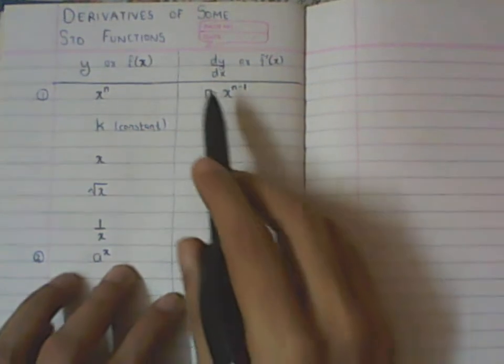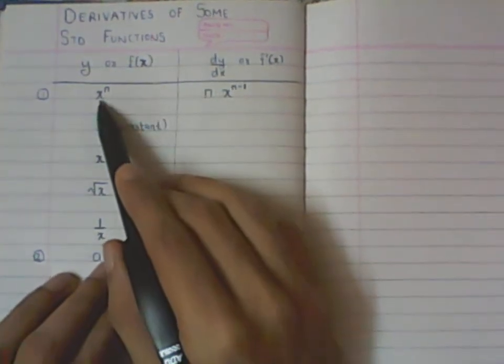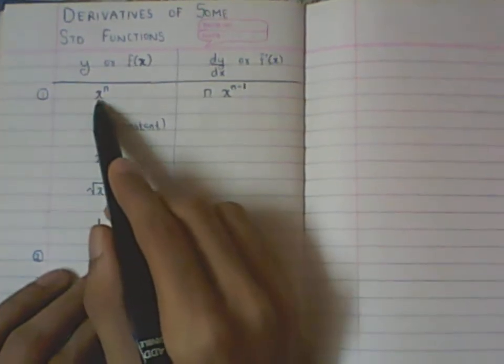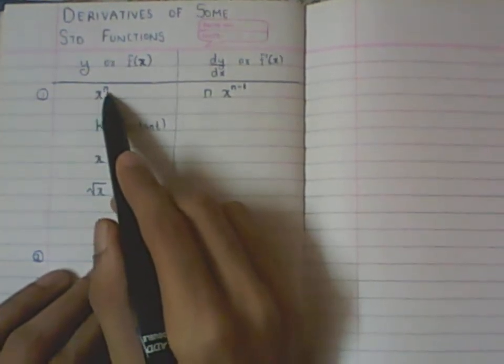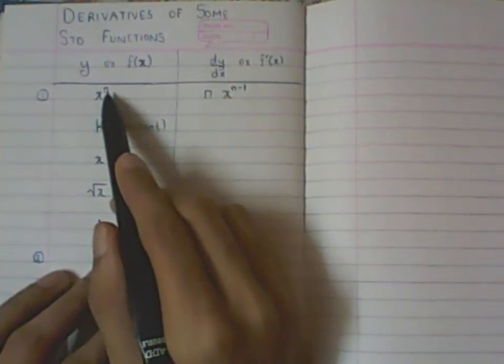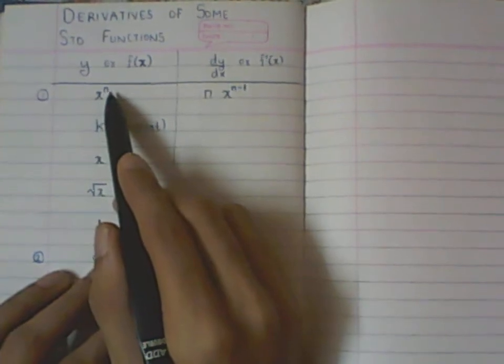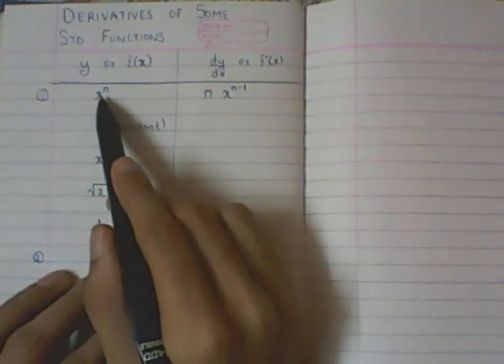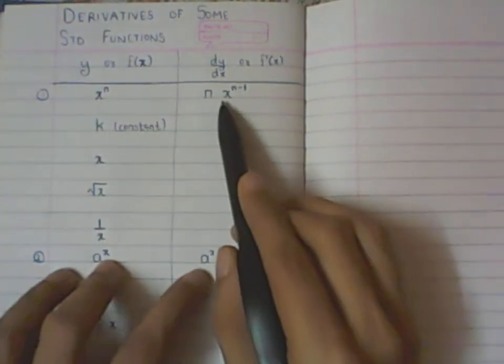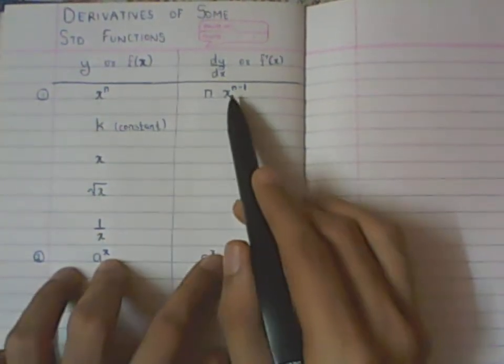So the very first function that I want to look at is this very simple looking power function. It is nothing but your variable x raised to the power n, and this n can be any number. It can be positive, negative, integer, rational, irrational. It can be anything. So if you have a function like this, its derivative with respect to this variable x is nothing but this expression, this function.